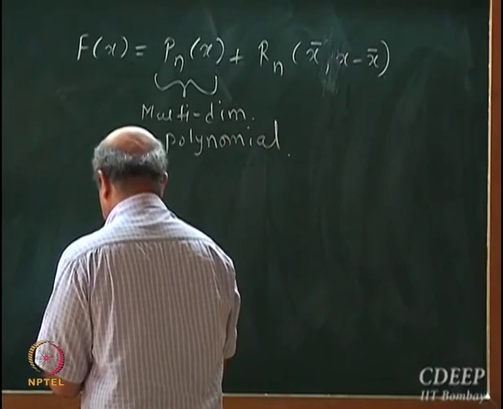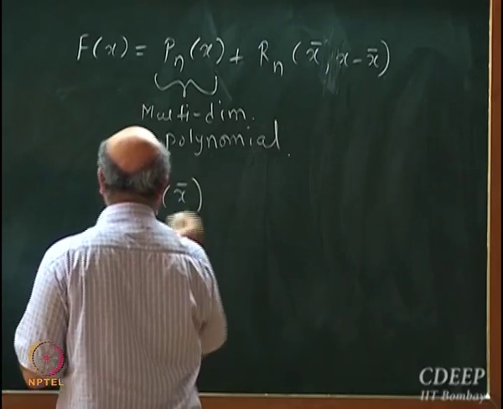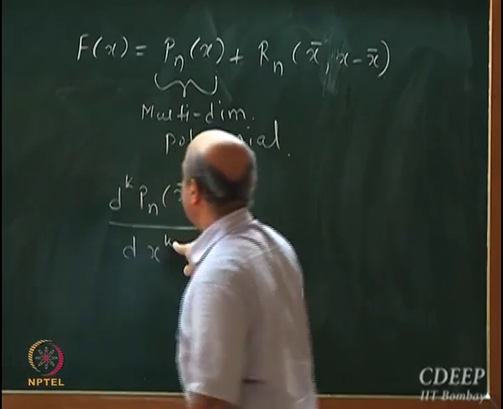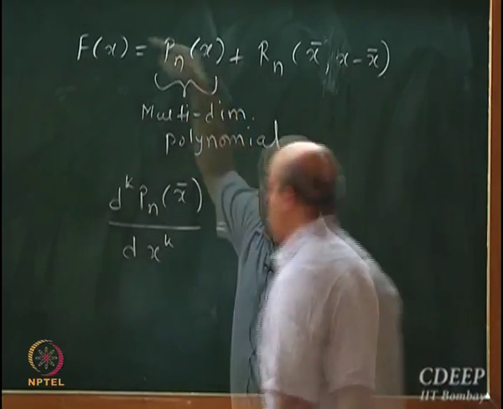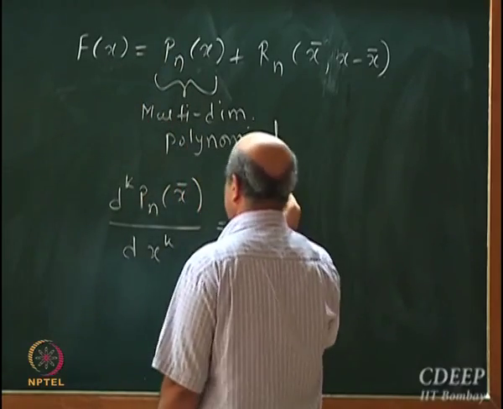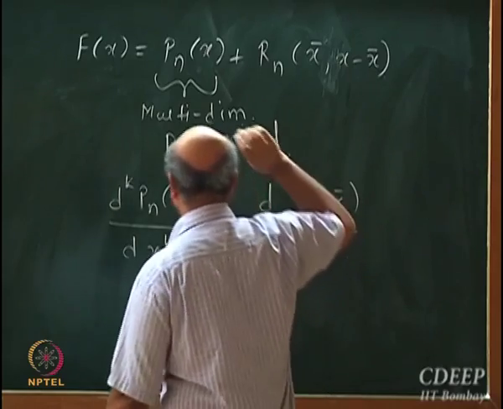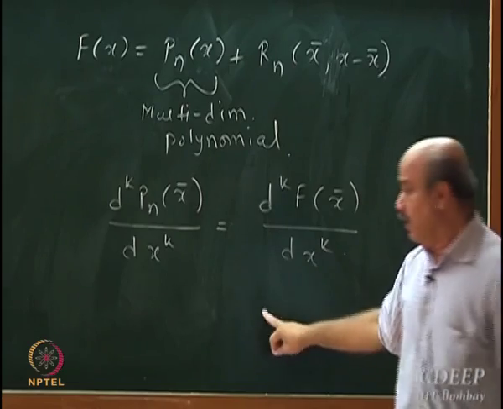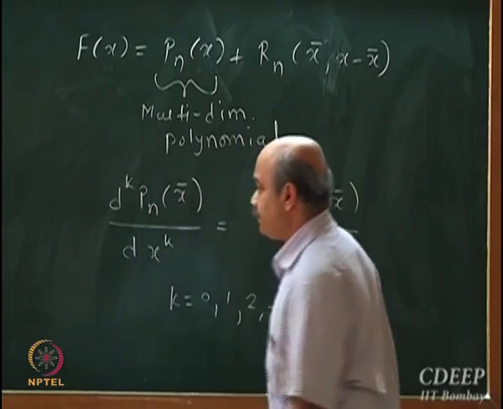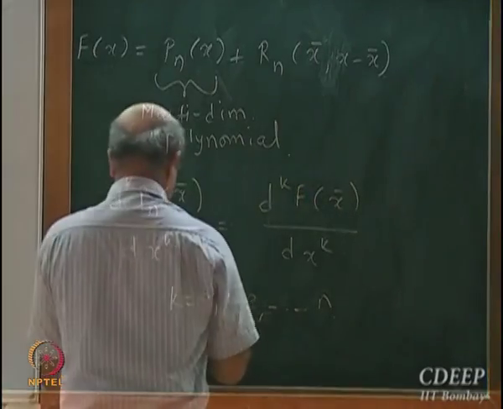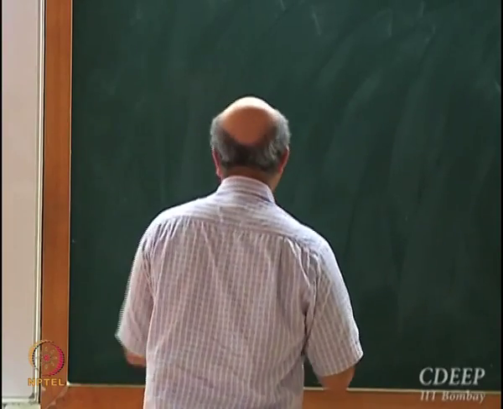Well, we still have the same condition, that is, the kth derivative of this approximation pn at x bar should be matched with the function derivative at that point. So d^k pn at x bar should be equal to d^k f at x bar. This is still the condition for k equal to 0, 1, 2, up to n. And what is my residual now? Let me first write down the function expansion, pn(x).